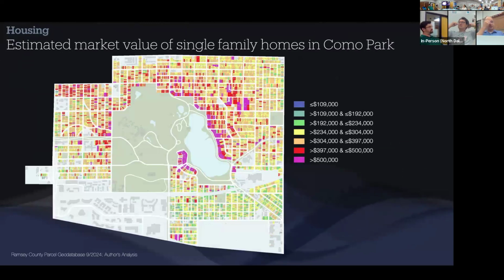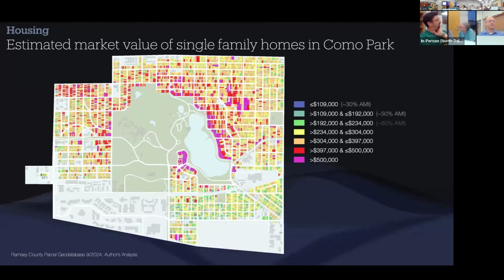Here's the estimated market value of single family homes. This is totally public data. You can look up anyone's property if you're in the county. It's an interesting map, and this will tie back to the cost burden. But before we get there, there's one thing I always enjoy with maps like this: you can see what people value. It's very clear that the purple and red properties, which are the most expensive, are congregated around the park. People value proximity. Exactly, and the lake in particular seems to drive that.